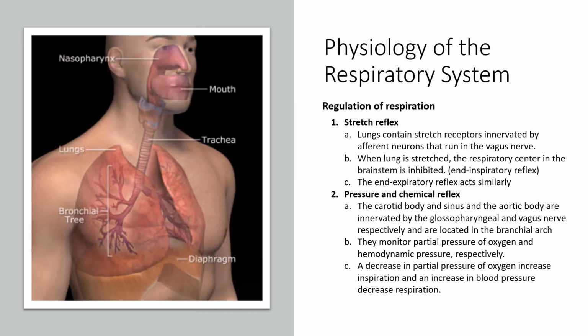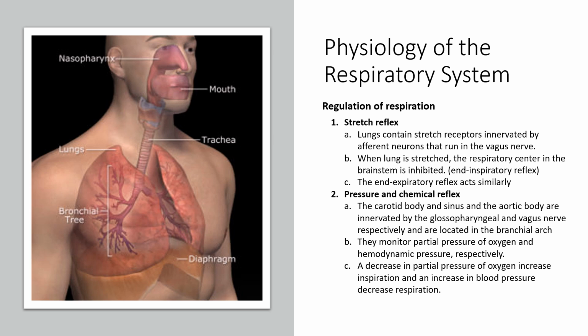We will now talk about the physiology of the respiratory system. How is respiration regulated? First is the stretch reflex. The lungs contain stretch receptors innervated by afferent neurons that run in the vagus nerve. When the lung is stretched, the respiratory center in the brainstem is inhibited. This is called the end inspiratory reflex. The end expiratory reflex acts similarly.